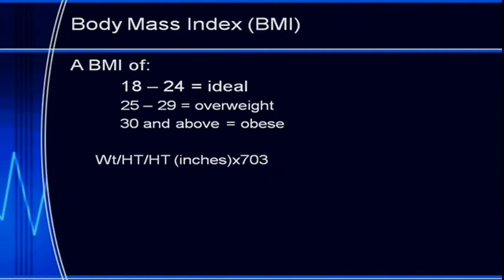And last is body mass index. It is a measurement to see if your weight is in a healthy range for your height. A BMI of 18 to 24 is just right. 25 to 29 is slightly overweight, and 30 or above, you're obese. So to get your BMI, you take your weight and divide it by your height, and then divide it by height again, and then times it by 703. A little complicated, but not too bad.